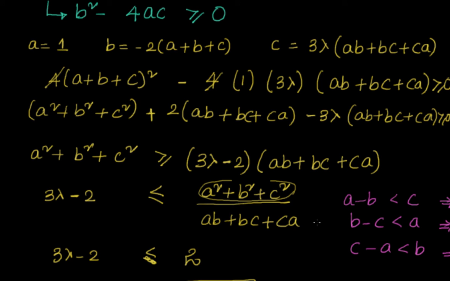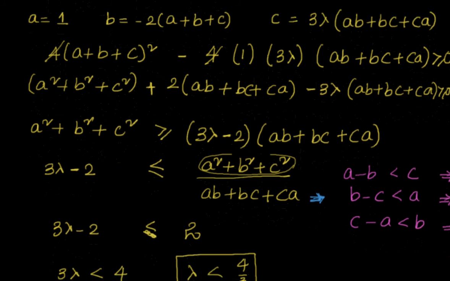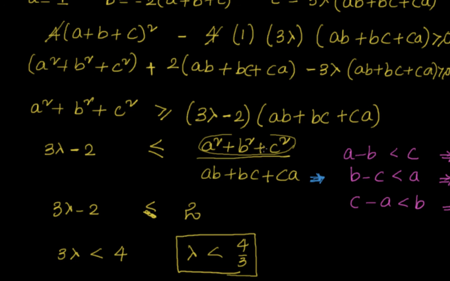So for that we went back and we leveraged the fundamental properties of a triangle, that in a triangle the sum of two sides is greater than the third side, or the difference of two sides is less than the third side. You take any one of the properties, you will arrive at the max value it can take, which is 2. So a square plus b square plus c square divided by ab plus bc plus ca is less than 2. So can I go ahead and now say 3 lambda minus 2 is less than 2, and 3 lambda is less than 4, or lambda less than 4 by 3.